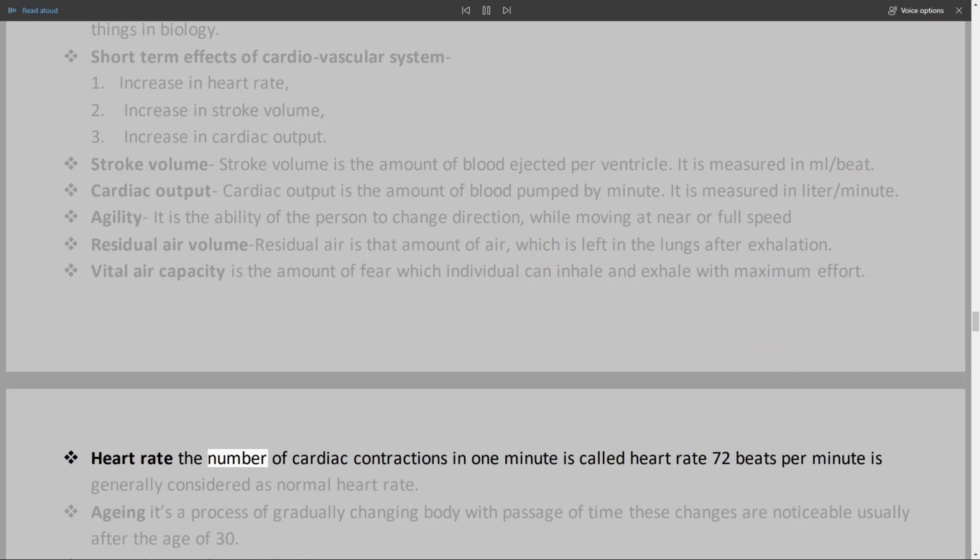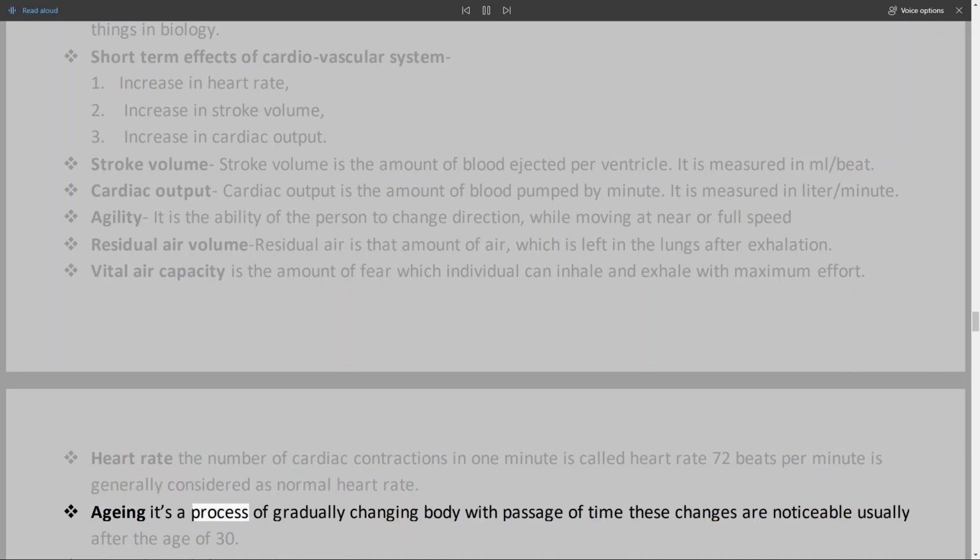Heart rate: the number of cardiac contractions in 1 minute is called heart rate. 72 beats per minute is generally considered a normal heart rate. Aging is a process of gradually changing body with the passage of time. These changes are noticeable usually after the age of 30.